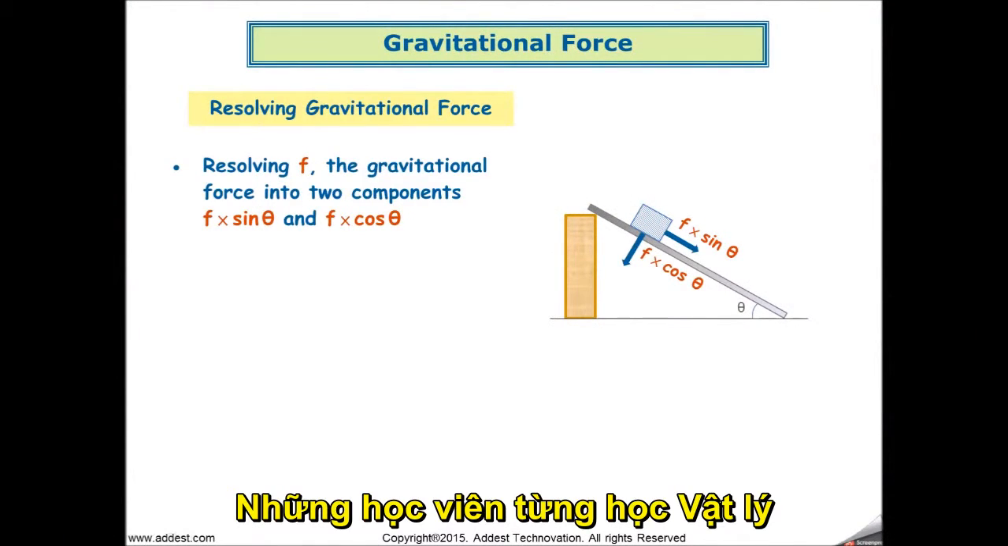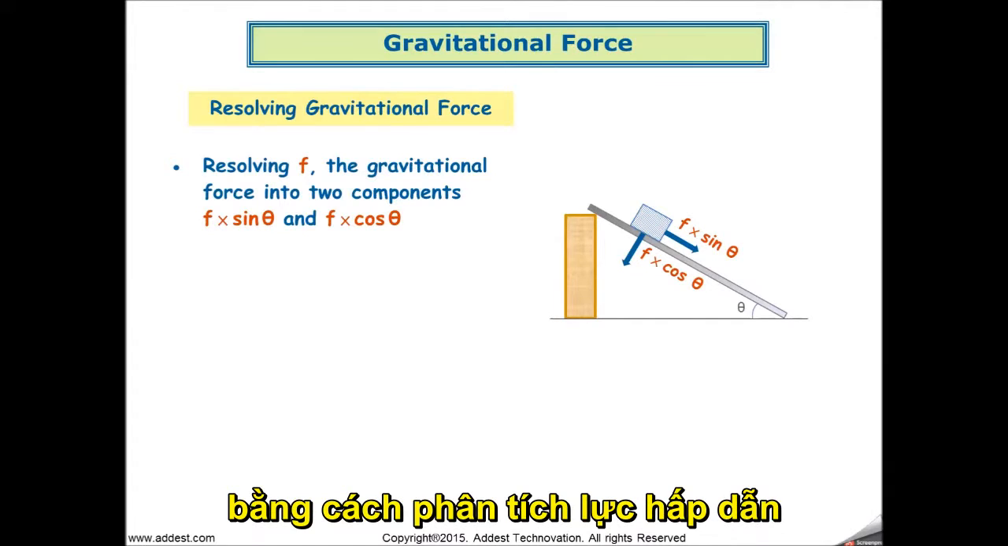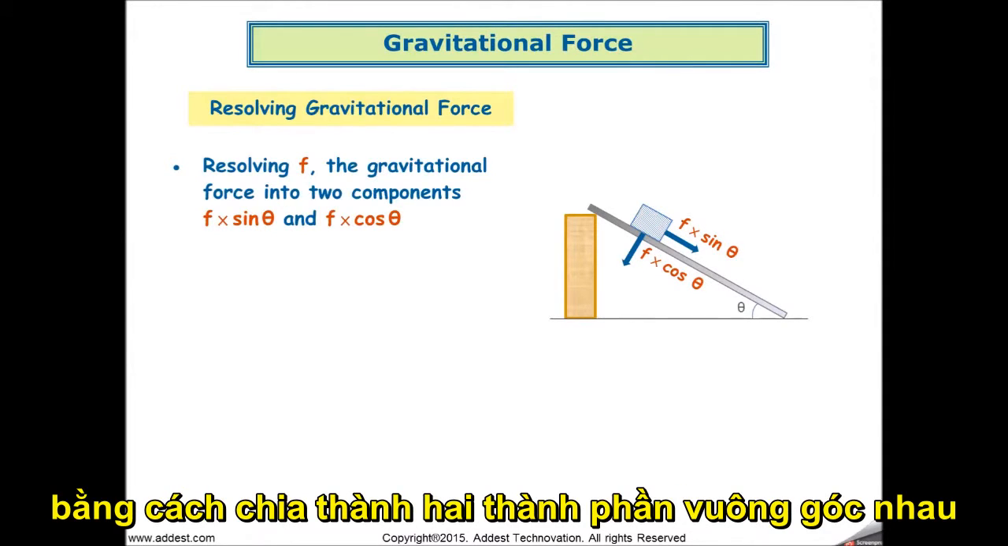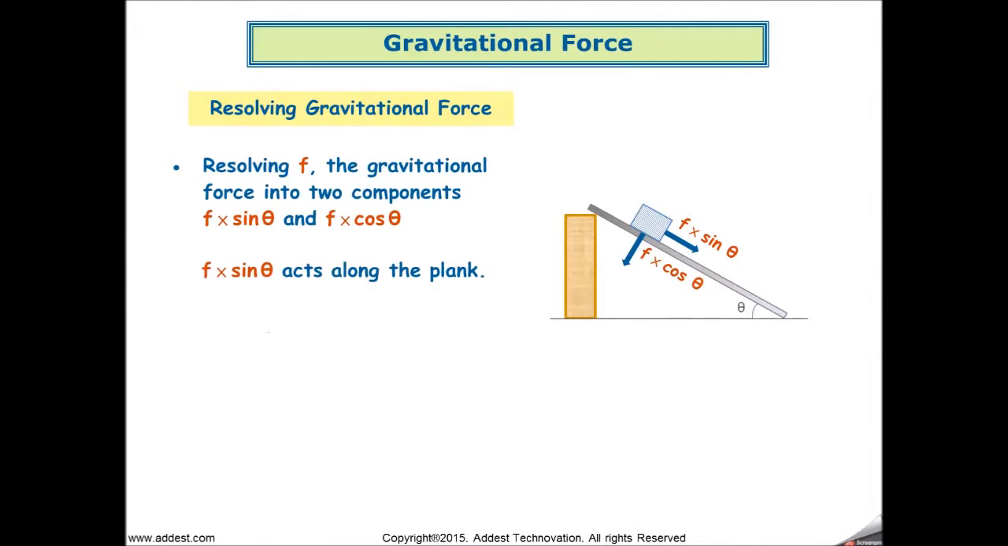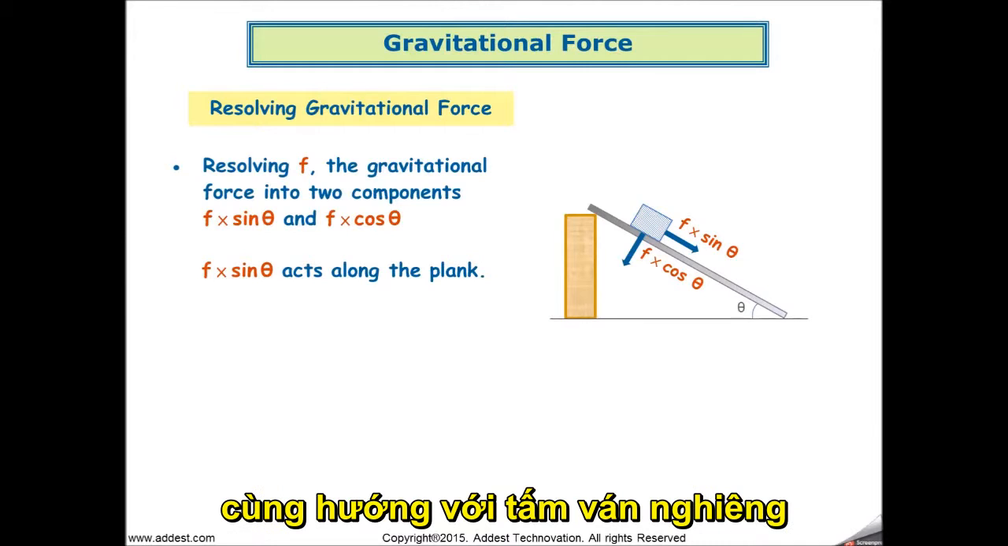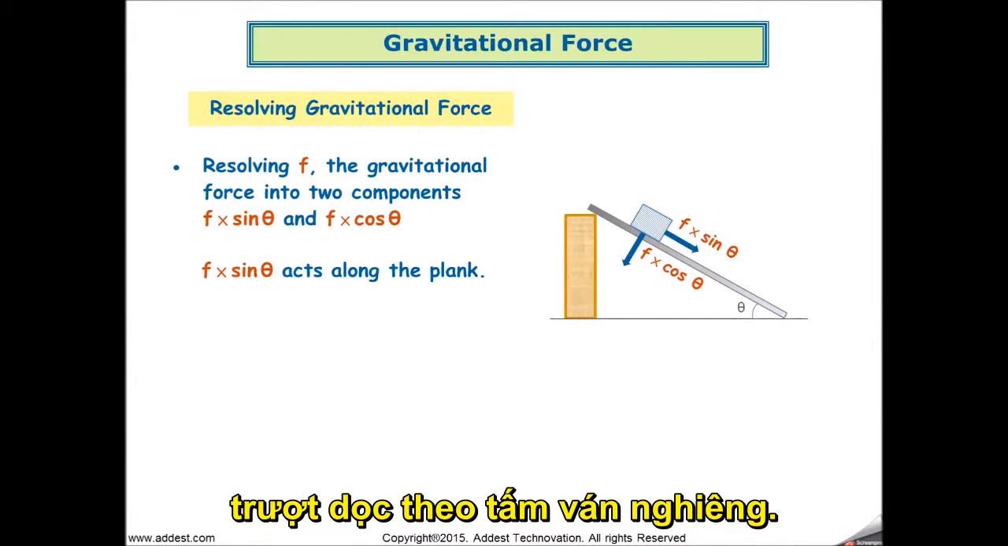Some students who studied physics may feel that this can be easily explained by resolving the gravitational force into two perpendicular components, according to the values of sine and cosine at the angle of concern. The F sine theta component is acting along the inclined plane, thereby causing the block to slide down along the plane.